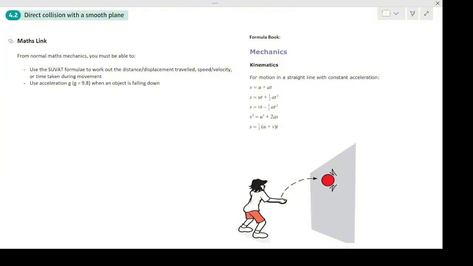Okay, and before I start, I want to say that you do need to be comfortable with your SUVAT equations from normal maths. So I highly recommend, if you haven't already, to have a look at year 1 mechanics from pure maths, the SUVAT section. Hopefully you covered that already. And as a reminder, it's these equations here. They're in the formula book, but hopefully you are aware of how to use them. We will be looking at this a bit later on. This will be important.